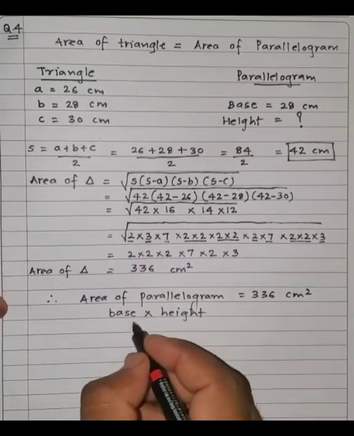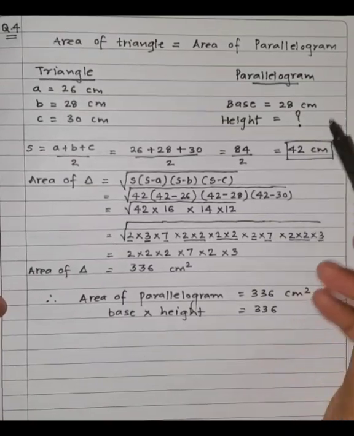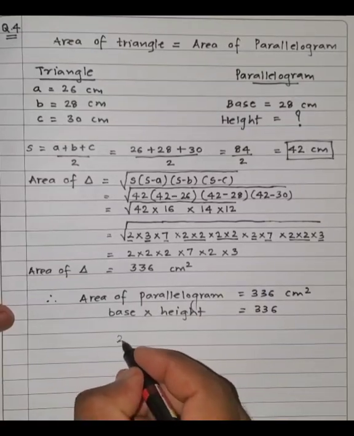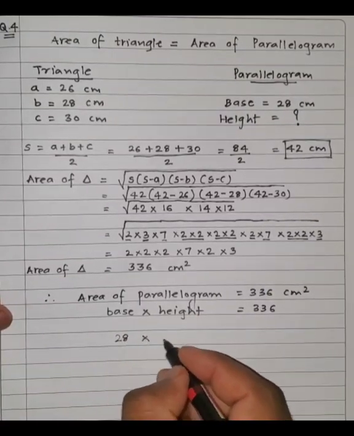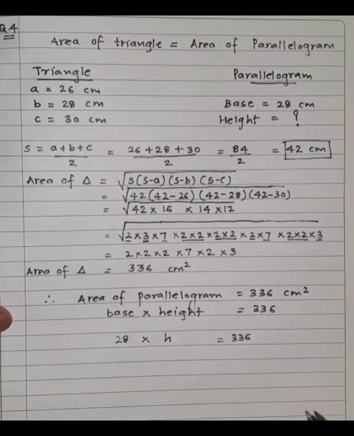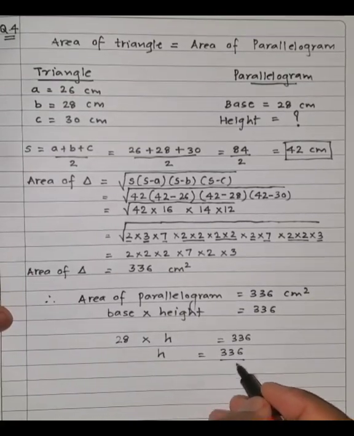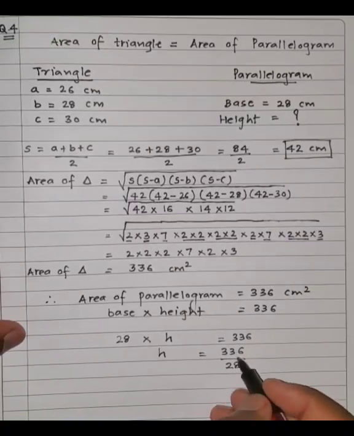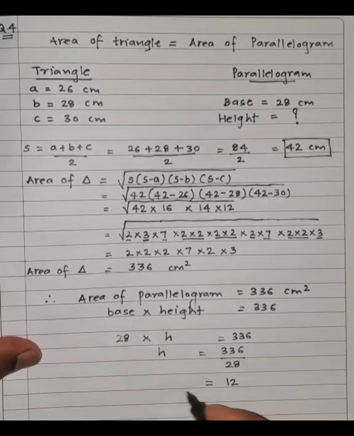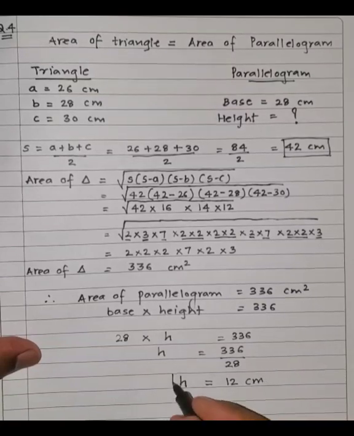So, area of parallelogram is base into height. So, that is equal to 336. Here, it has been given in the question that the base of the parallelogram is 28 centimeter. So, 28 into height, let's say represented by h, is equal to 336. So, h, that is height, is 336 divided by 28. When you simplify 336 upon 28, you get the answer as 12. So h, which is height of the parallelogram, is 12 centimeter.